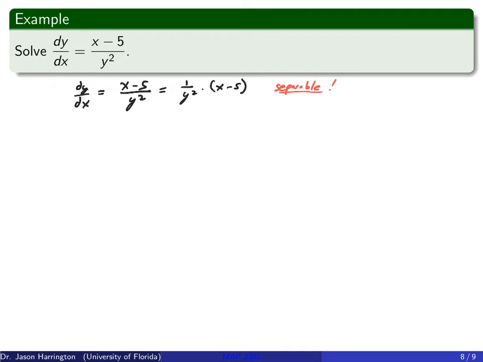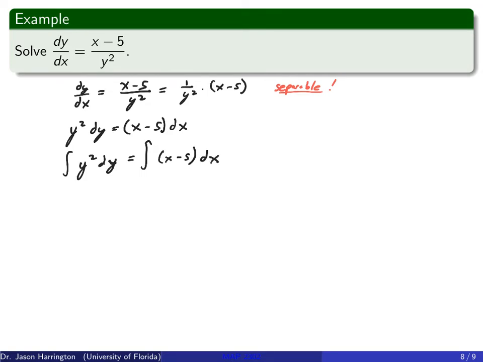And just like all separable differential equations, the goal is to put all the y's on the left-hand side and all the x's on the right-hand side, and then just integrate. So I'm going to have y squared dy is equal to x minus 5 dx. Now I'm going to integrate both sides. The integral of y squared dy is equal to the integral of x minus 5 dx.